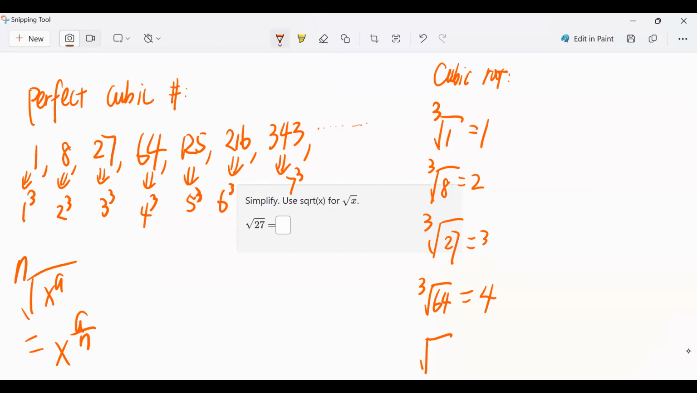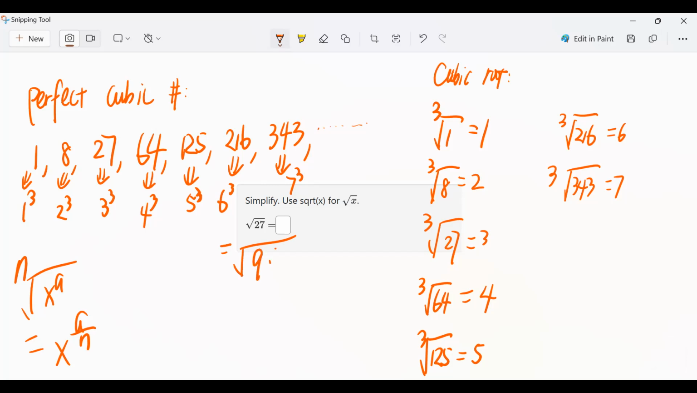So that's the cubic root of 125, that's 5. The cubic root of 216, 6. Cubic root of 343, 7. In this case, what do you think? It's a square root, right? It's not cubic root. So it'll be 9 times 3. So we get the square root of 9 times the square root of 3.